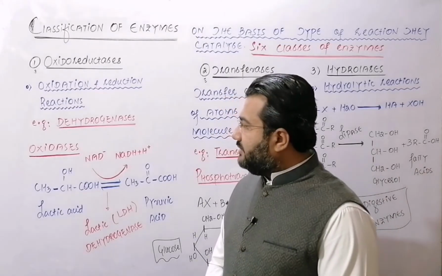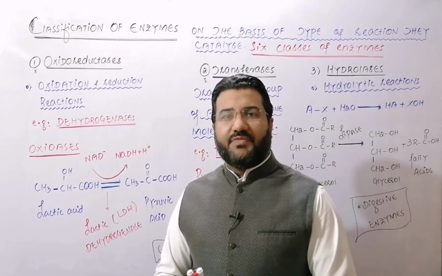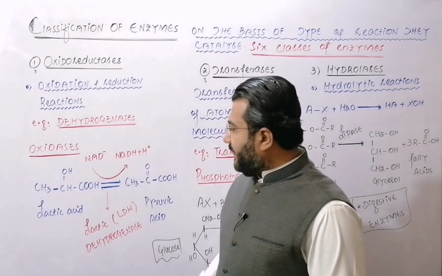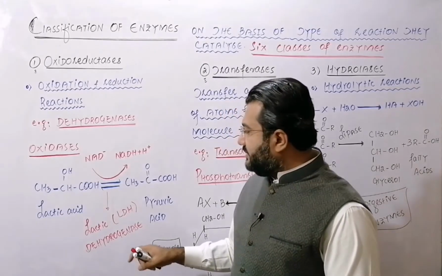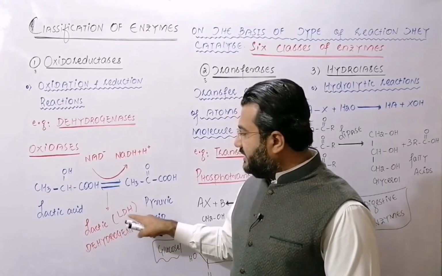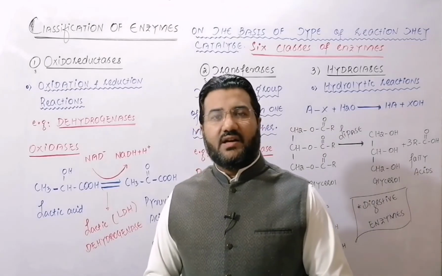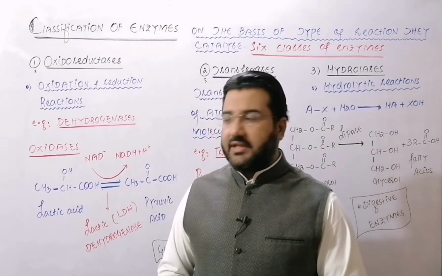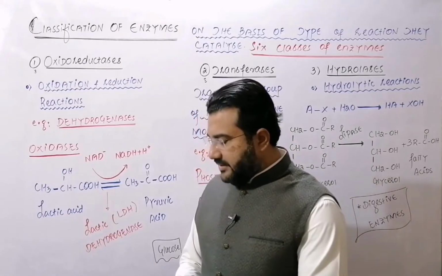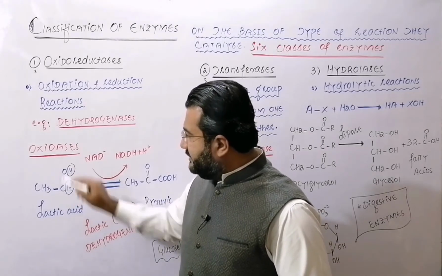And the second one are oxidases. Oxidases are those enzymes that add oxygen in a molecule and oxidize it. For example, a very famous oxidoreductase enzyme, lactic dehydrogenase, abbreviated as LDH. It is a very important enzyme which is found in the heart, kidney, and major organs of the body. It dehydrogenates lactic acid. It removes 2 hydrogens from the lactic acid, and these are those 2 hydrogens.